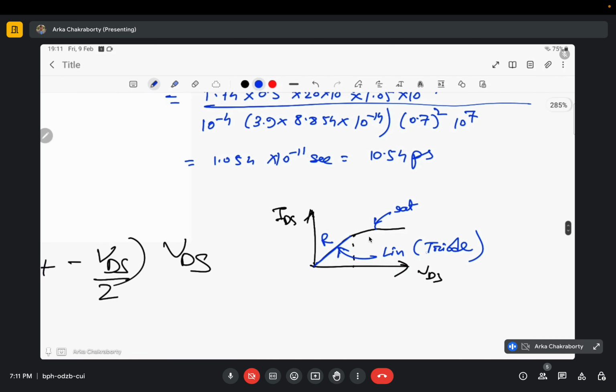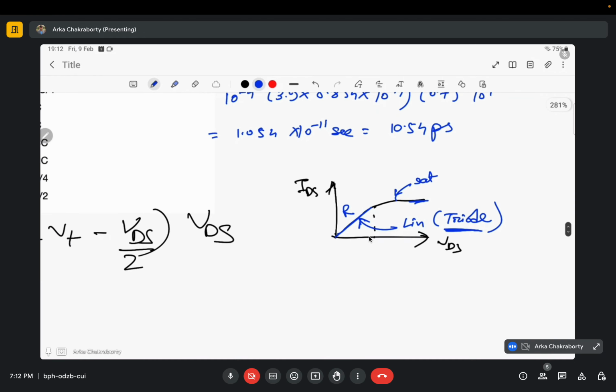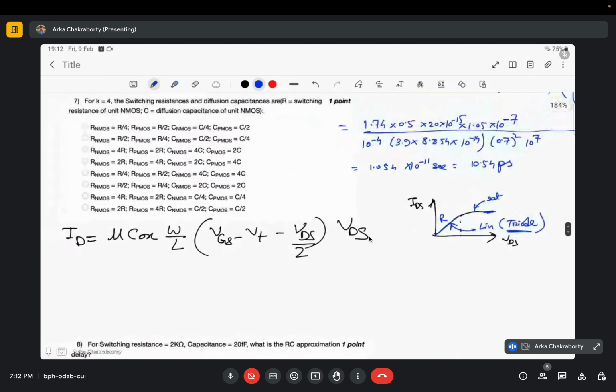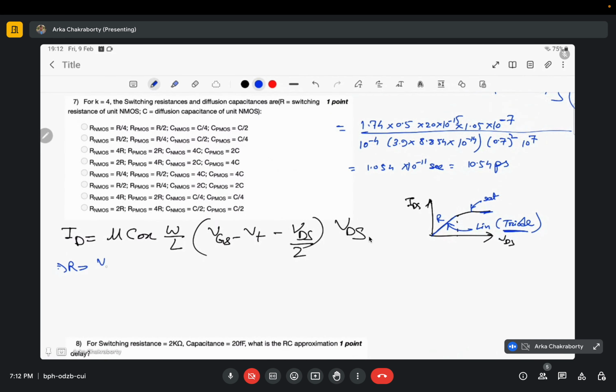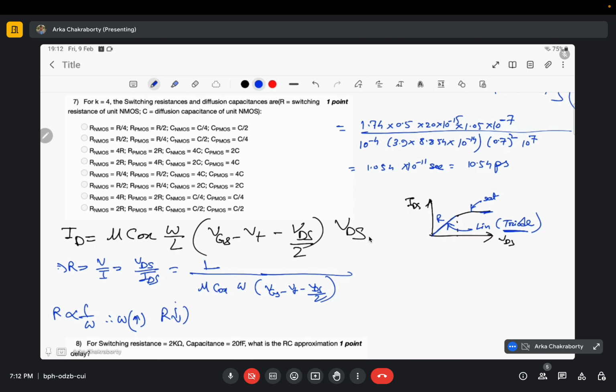It is called triode because here all the 3 terminals, drain, gate and source, have control over it. Okay, so now what is the resistance? R is simply V by I. Here it is VDS by IDS. So VDS by IDS would be equal to 1 by mu Cox W by L, VGS minus VT minus VDS by 2. So you can see R is inversely proportional to W. Therefore, if my W increases, my R would decrease.